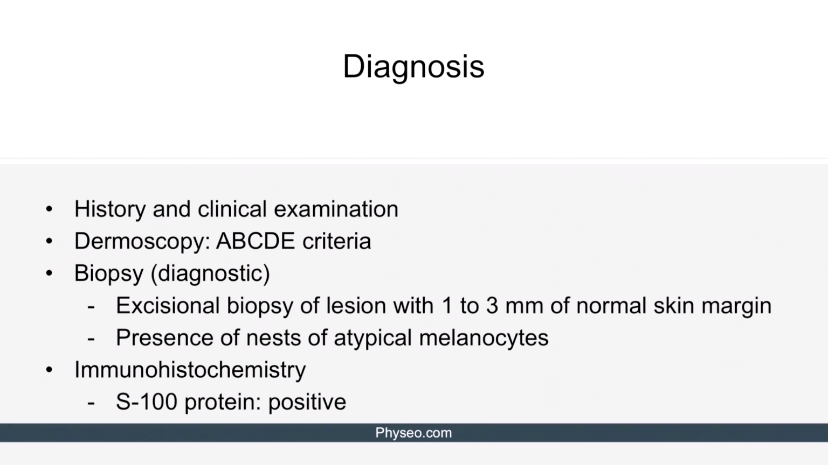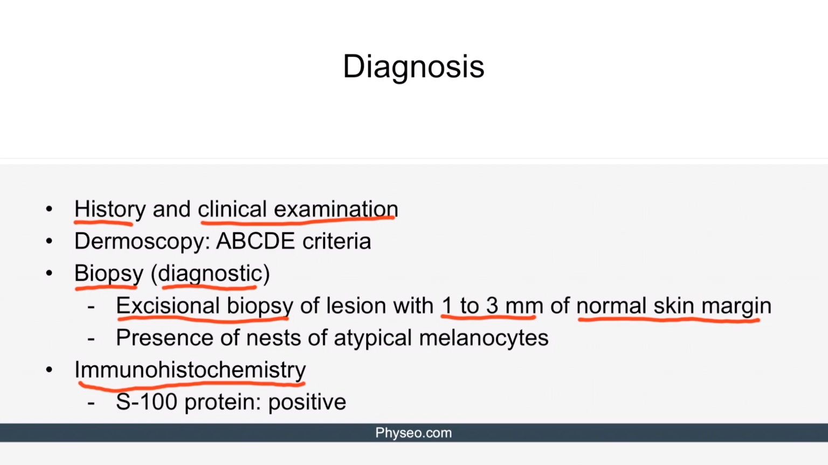Now, the diagnosis of melanoma is made based on history, clinical exam, and biopsy. On dermoscopy, the lesion is evaluated for its symmetry, borders, color, diameter, and any new changes. Now, skin biopsy is diagnostic, and excisional biopsy is the preferred technique. And the lesion is excised along with 1 to 3 millimeters of normal skin margin. And when you look at it with histology, you're going to see these nests of atypical melanocytes. Also, immunohistochemistry, or IHC, will show an S100 protein positive.